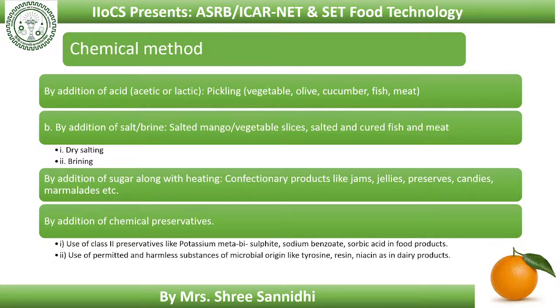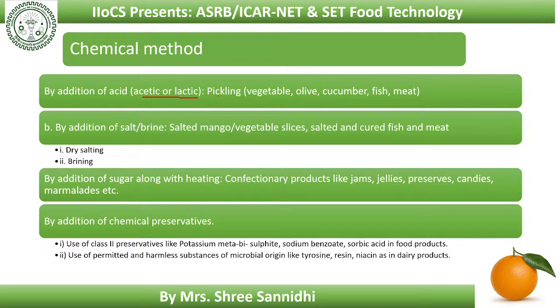Next is chemical methods of preservation. So in chemical methods we have different types. The first one is by addition of acid. So basically acetic acid or lactic acid is used. An example is pickling. In pickling of vegetables, or olives, cucumber, fish, meat, mangoes, we use different types of acids to preserve the food.